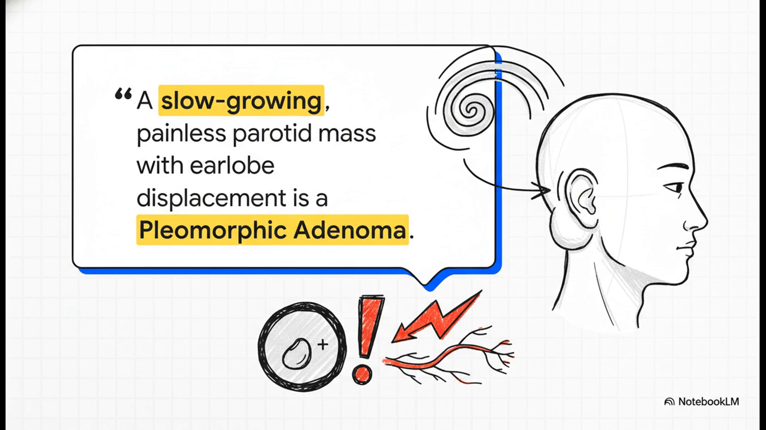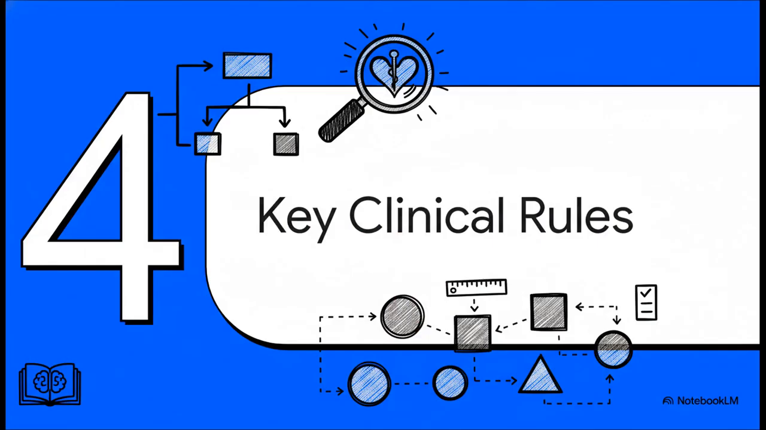So the clinical pearl here really has two parts. First, the diagnosis itself. A slow-growing, painless parotid mass with earlobe displacement is a pleomorphic adenoma until you can prove it's not. And second, the big red flag. If that same patient came in and had any facial nerve weakness on that side, you have to immediately suspect it's malignant. All right, we're on the home stretch. Let's head into our final section, which is all about cases that really hinge on knowing a specific clinical rule for either diagnosis or management.